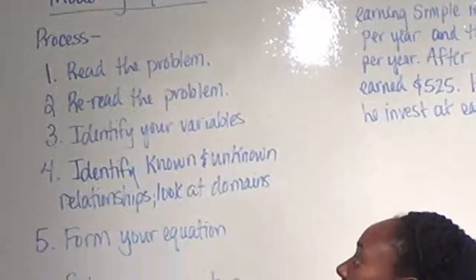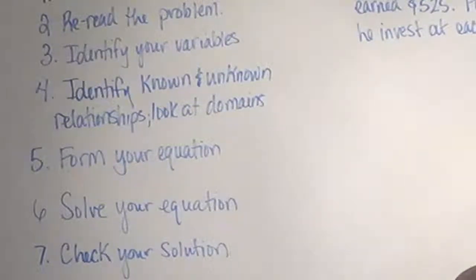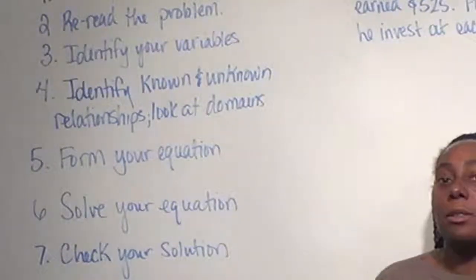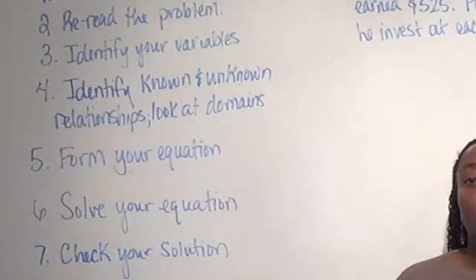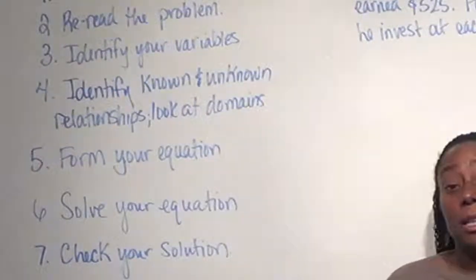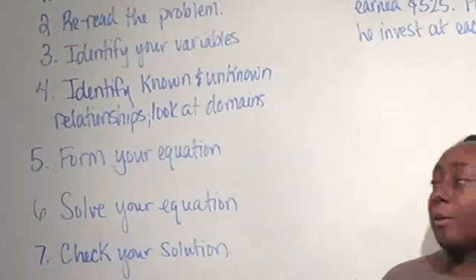Okay. Next, I want to identify known and unknown relationships. Okay, so now that I've figured out what it is I'm trying to find, are there known quantities that relate to that variable? Are there things that I'm going to need a little bit more information about? Do I have to extrapolate something from the words that are there?